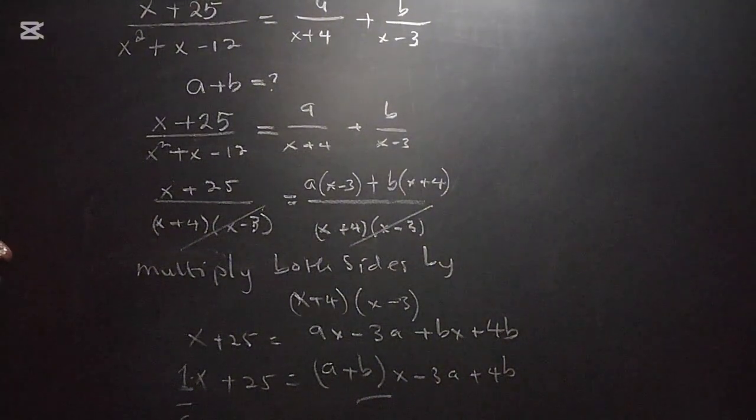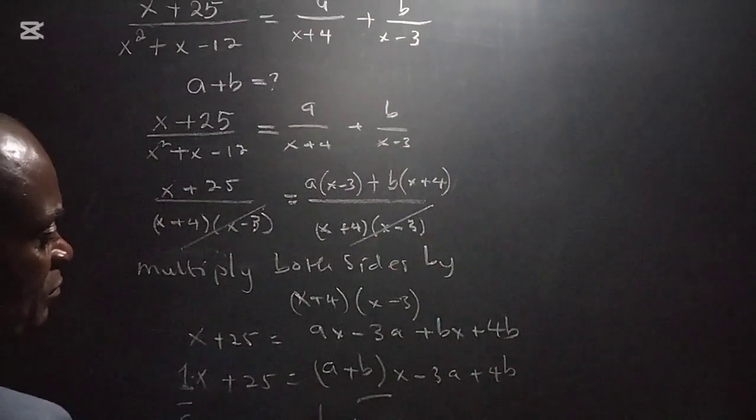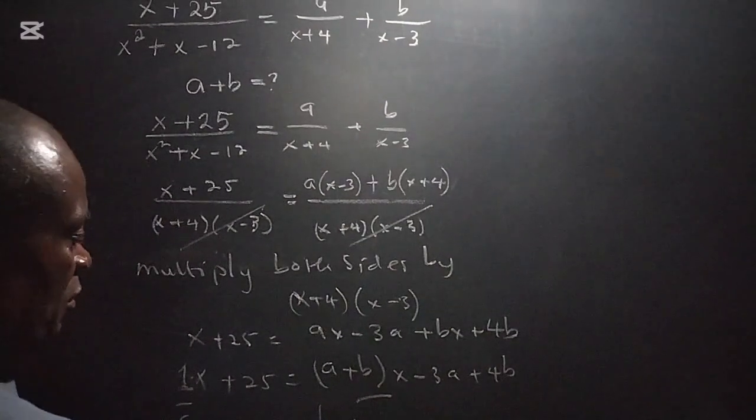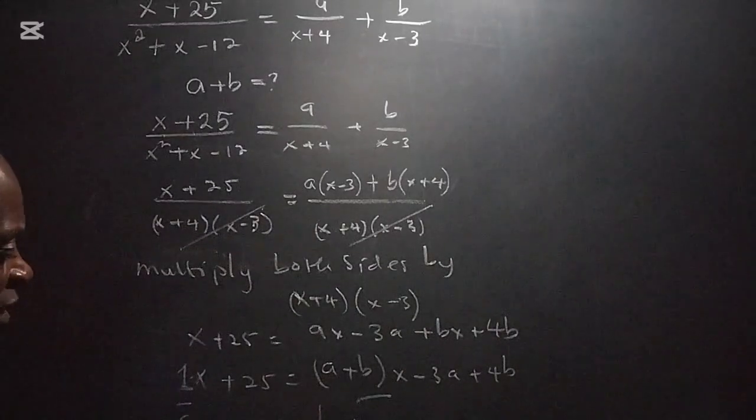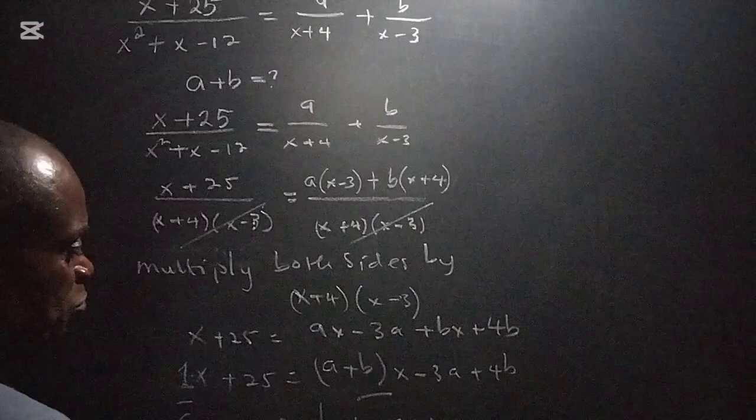So comparing both sides, you're going to have a plus b is equal to 1. We call this one our equation 1.